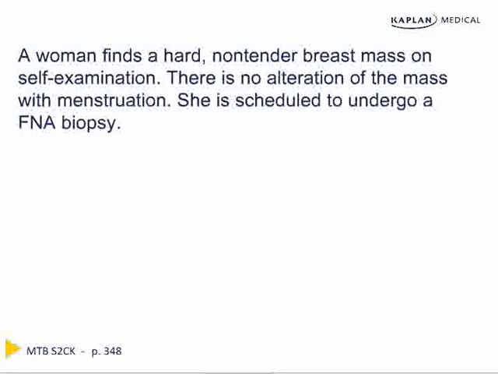Next, let's apply what we've learned so far to a clinical vignette. We've got a woman who finds a hard, non-tender breast mass on self-examination. So far, it sounds like breast cancer. There's no alteration of the mass with menstruation, which makes something like fibrocystic change of the breast less common. She's scheduled to undergo an FNA biopsy, which we've said is the best initial biopsy of choice.